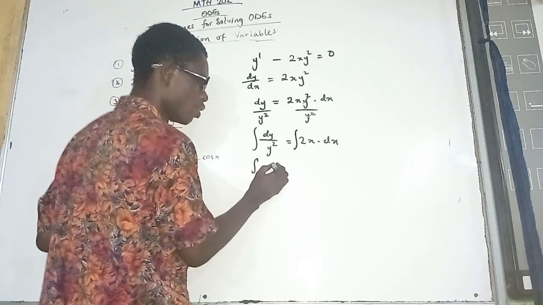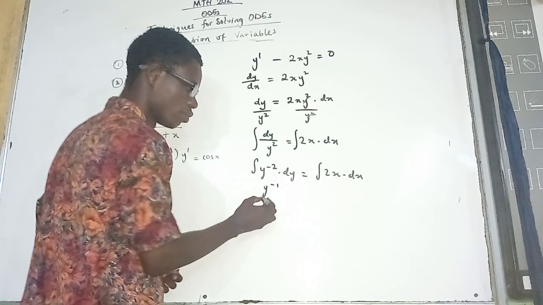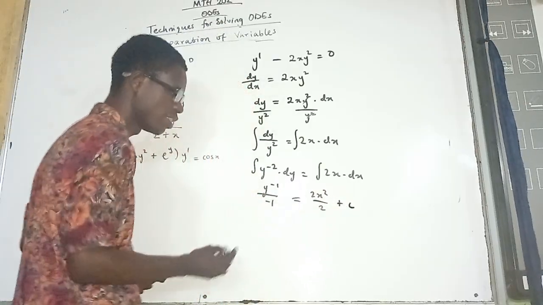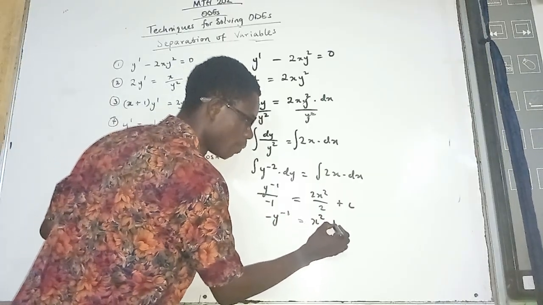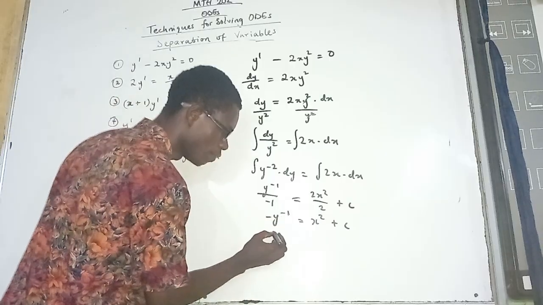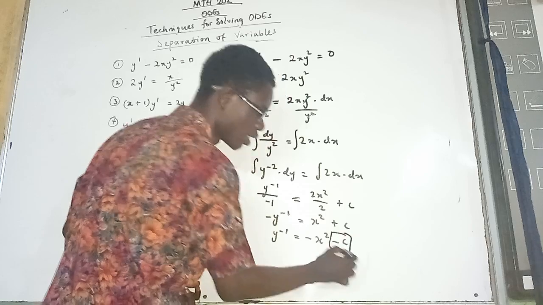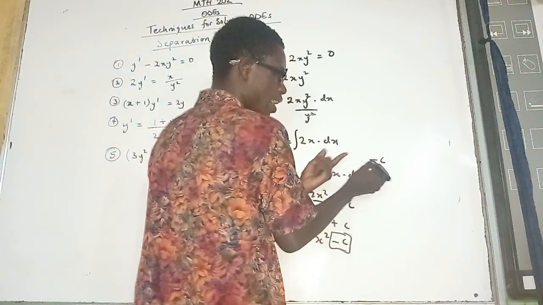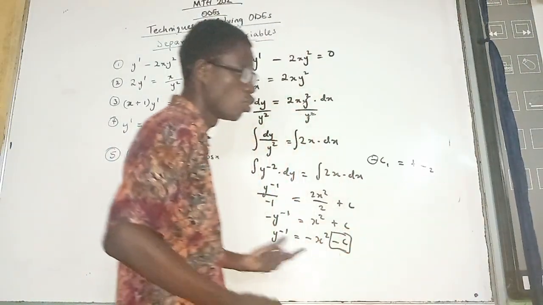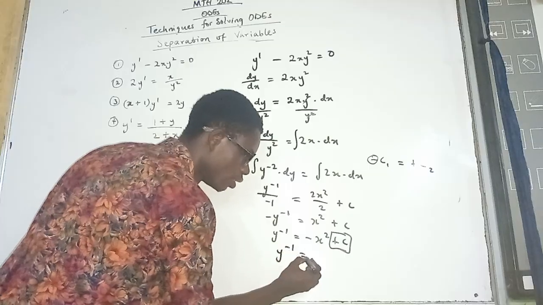I can write this as the integral of y to the minus 2 dy equals the integral of 2x dx. Integrating this, I have y to the minus 1 over minus 1 equals 2x squared over 2 plus c. I can simplify this as minus y to the minus 1 equals x squared plus c. Now, to make y the subject of the formula, I multiply through by negative, and I have y to the minus 1 equals minus x squared minus c. But since this is an arbitrary constant, I can absorb this negative value into it and say plus c. I could say this one is c1, this one is c2, but since it's an arbitrary constant, I can just turn it into a plus and write y to the minus 1 equals c minus x squared.